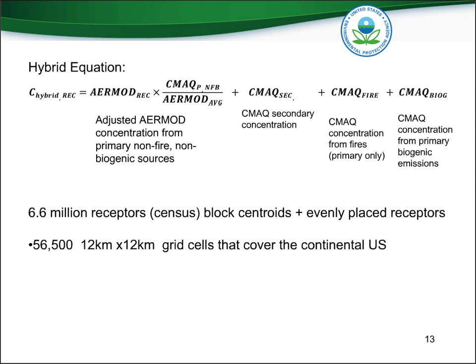And this is the hybrid equation. This is the part where we're normalizing the AirMod concentration at each census block centroid by the ratio of the CMAQ to the AirMod average for that grid cell. Here we're adding in the secondary component from CMAQ, the fires, and the biogenics. We run this equation at each of the 6.6 million census block centroid receptors, and we also include additional receptors as well, and then at the 56,500 grid cells that are in our continental U.S. domain.